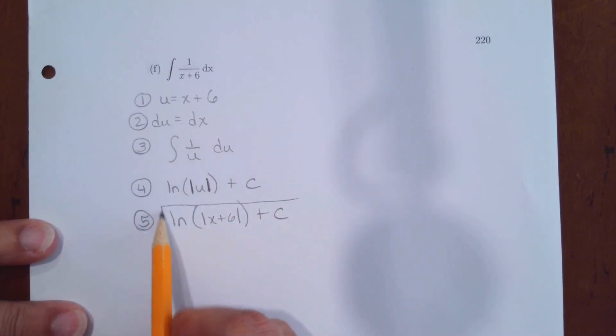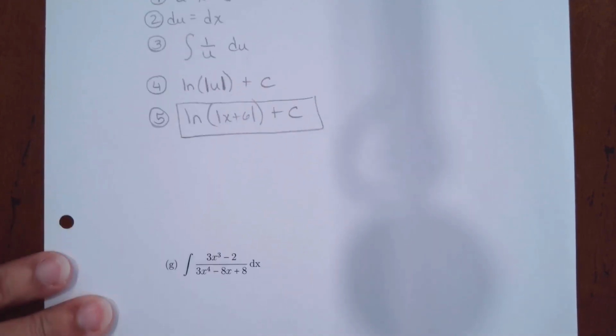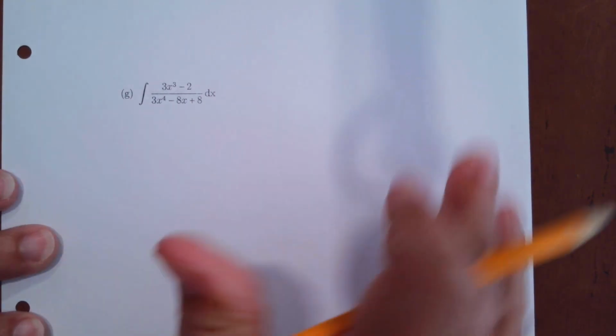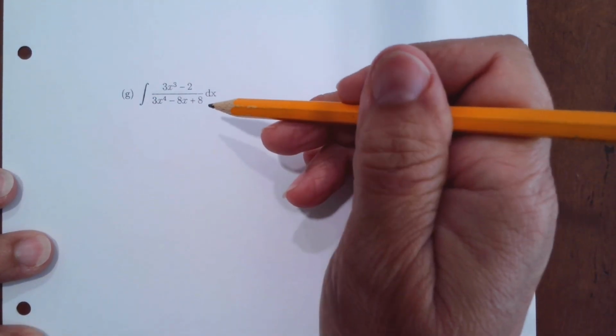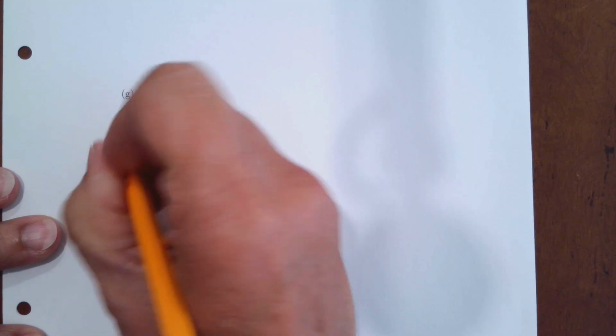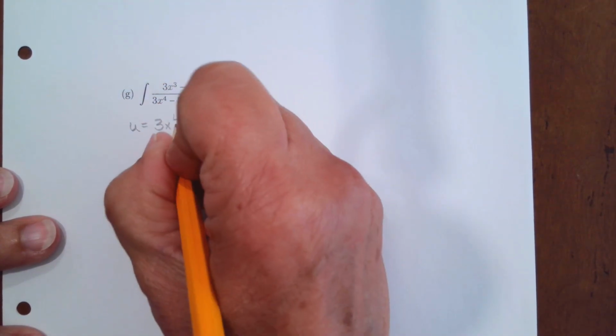So I hope you're getting the hang of that. That one was not too bad. Let's look at part G. We've got a fraction. Again, we know that one of our choices for u is to let it be equal to what the denominator is, so let's do that. It's our only choice for this one.